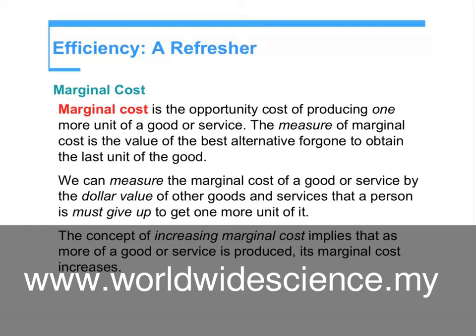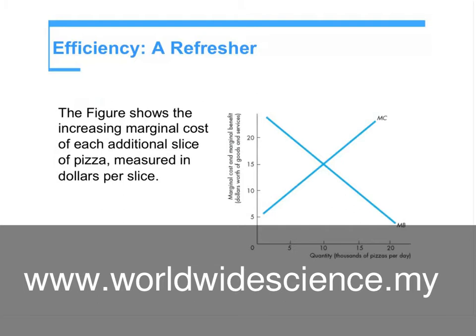Okay, so here you see increasing marginal cost for each additional slice of pizza measured here. So marginal cost increases, marginal benefit decreases. Very simple. Okay. Efficiency and inefficiency.